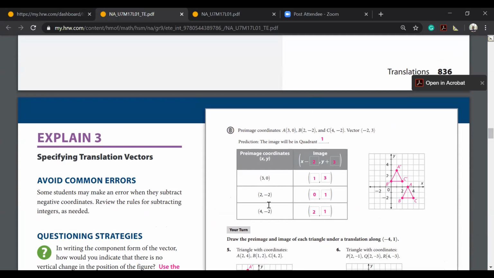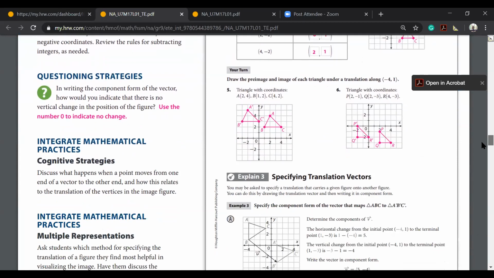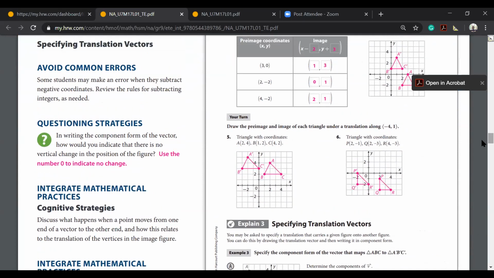Each point you will put it, and then you will start subtracting, and then you will start adding. It's okay if you just want to do it the easier way, which is to understand that -4 means left and +1 means up. For me, I'm going to do it the second way. So each point should move left 4 points and 1 unit up.